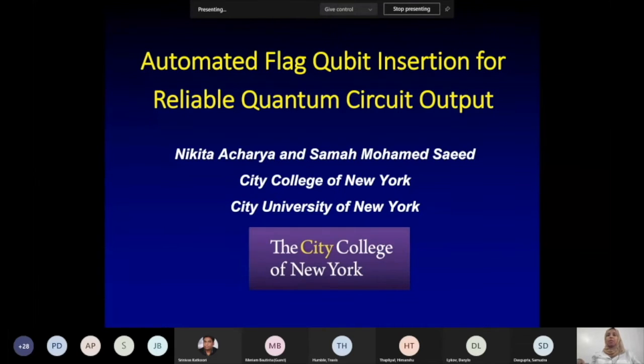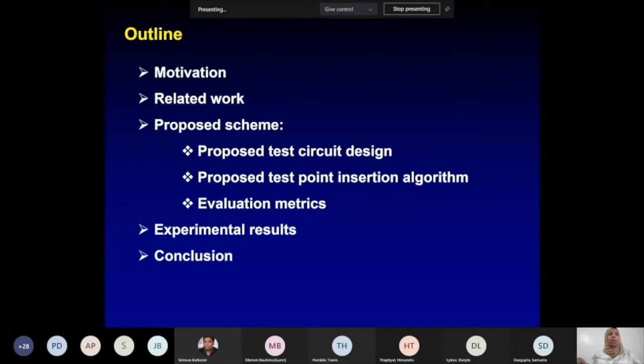So in this presentation, we propose test circuit design approaches to monitor circuit error rates. We also propose an algorithm to automatically generate these test circuits for a given quantum algorithm. And so this is the outline of my talk. And first, I'm going to motivate this presentation.